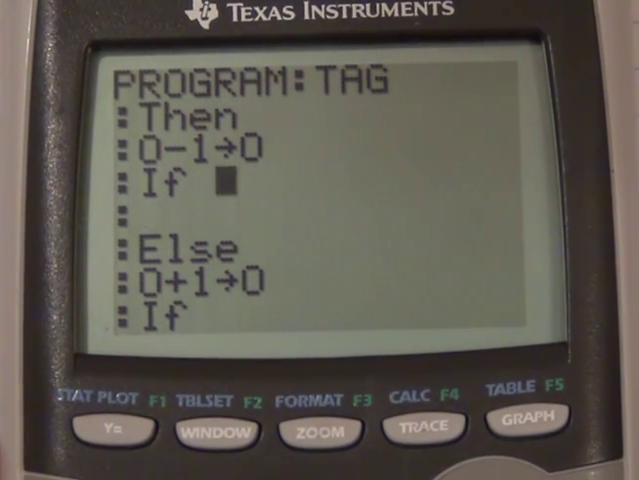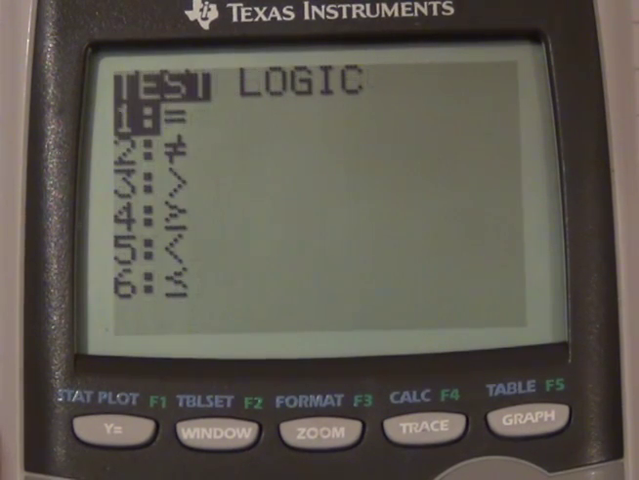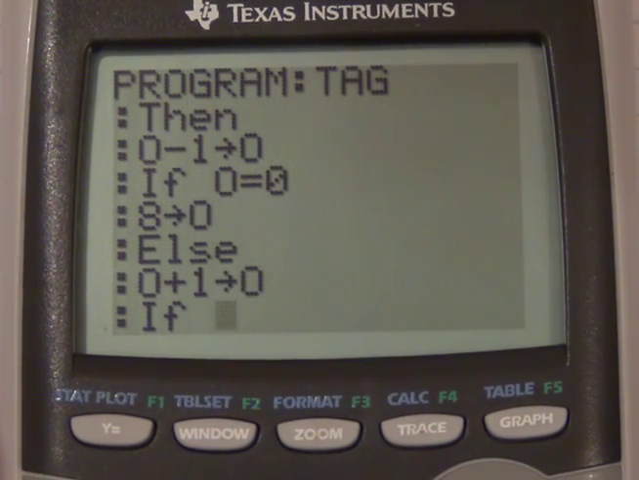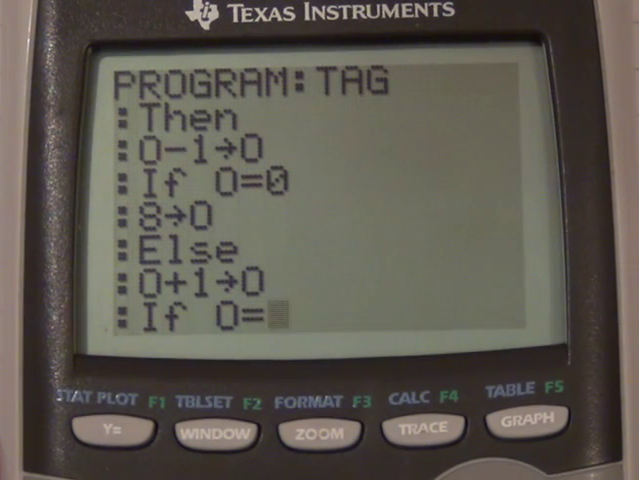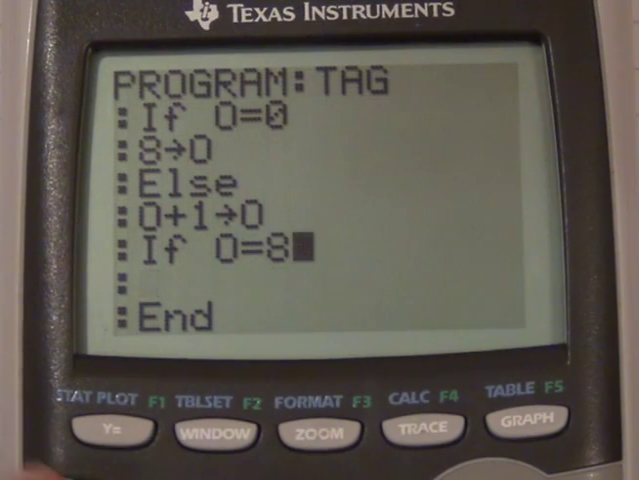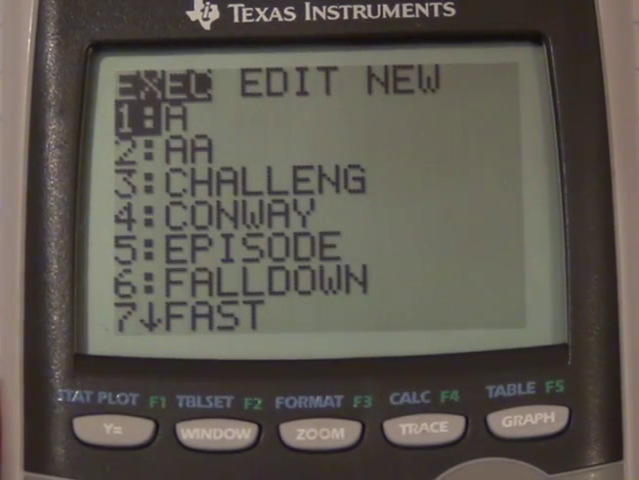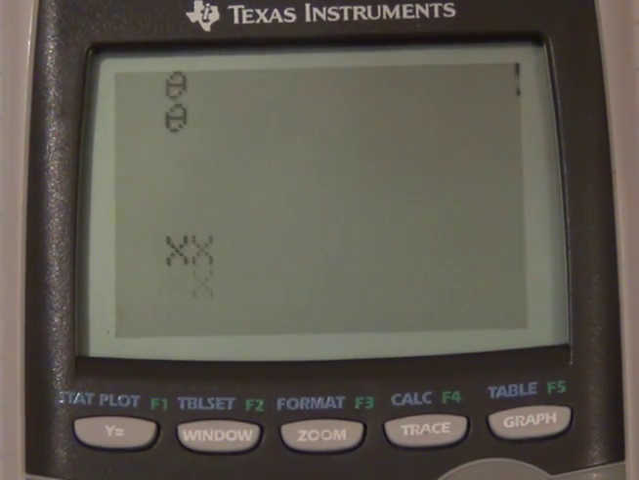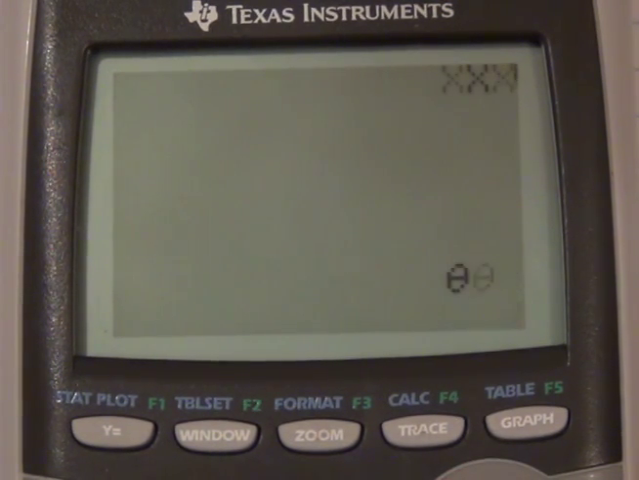So here we go. If O is equal to 0, then we're going to store 8 into it. And if O is equal to 17, I'm sorry, 8. 9, then we're going to store 1 into it, and there we go. Let's run tag again. We'll see if it follows us up. Yes, it does. It follows us down. It follows us all around, and we have an enemy that chases us now.